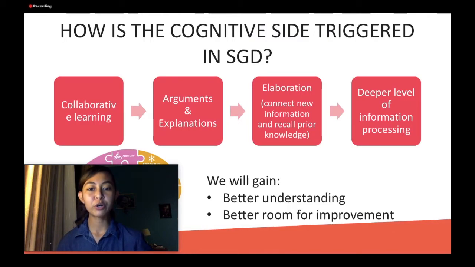And of course, when a group of students come together, there's going to be arguments and explanations, which in turn evokes elaboration by making the students connect new information and recall prior knowledge that they already have in their brain. And this brings them to have a deeper level of information processing. So in short, providing explanations during small group discussions fosters elaboration, which in turn stimulates our brain to go through a deeper level of information processing, and that is what activates the cognitive benefit.